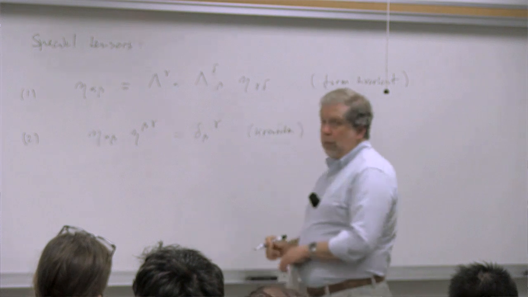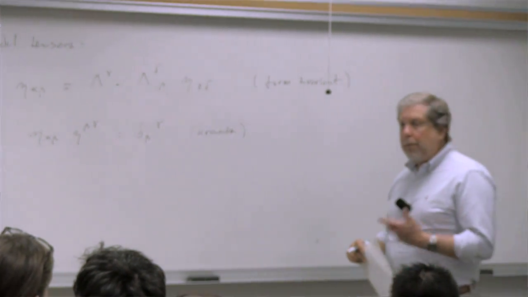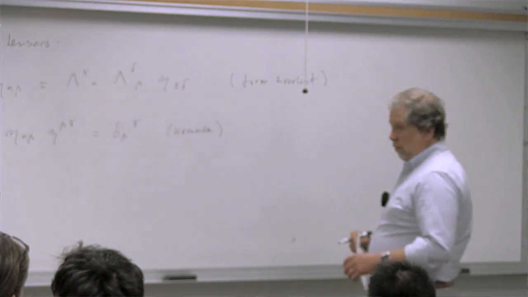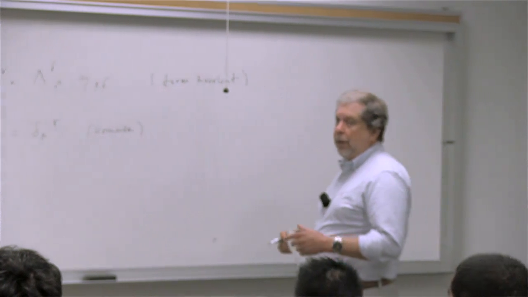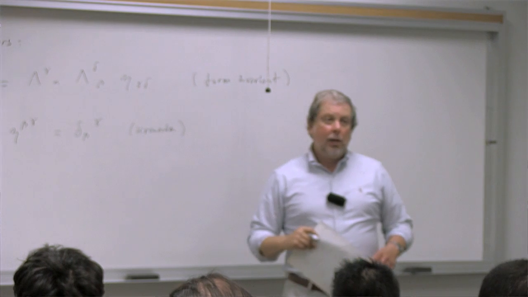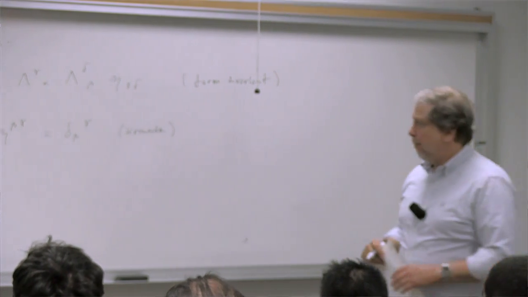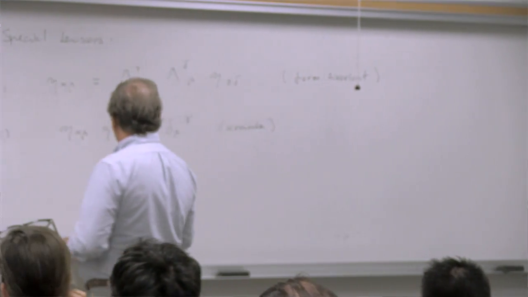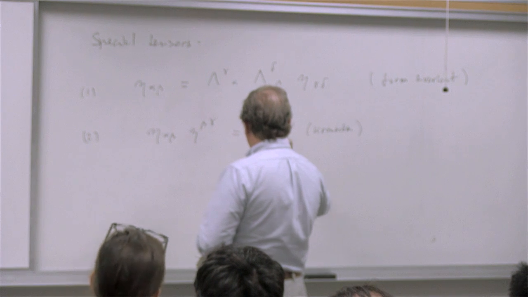Right, it's a Kronecker symbol. So the Kronecker symbol is another example of a tensor that, first of all, is a genuine tensor. Secondly, it is a mixed tensor because it has one index upstairs and one index downstairs. And thirdly, it is form invariant.